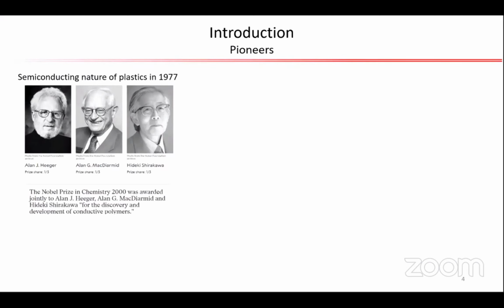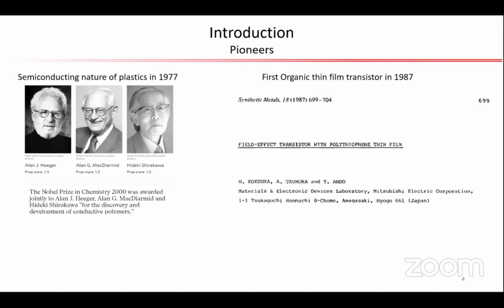All these discoveries were made with inorganic materials. Later on in 1977, an important event happened: Professor Heeger and colleagues found that plastics, polymers can also conduct electricity. And because of this discovery, they were awarded the Nobel Prize in Chemistry of 2000. After their discovery that polymers can also conduct electricity in 1977, 10 years after that time, a first organic thin film transistor based on a polymer semiconductor was presented and reported.